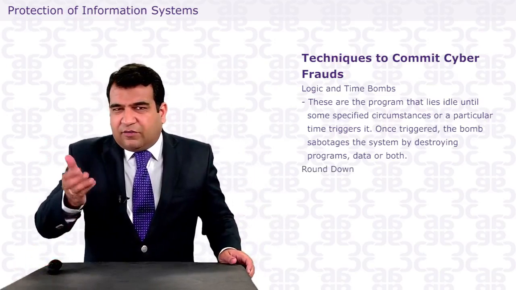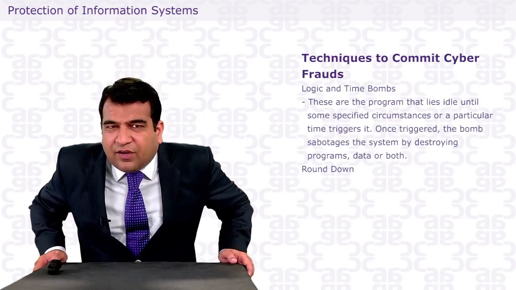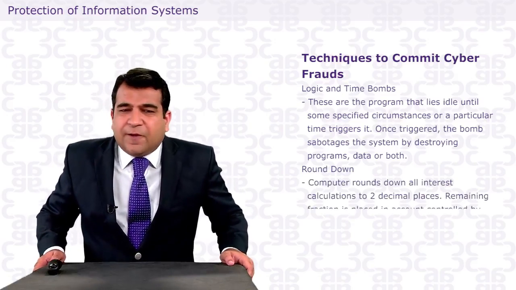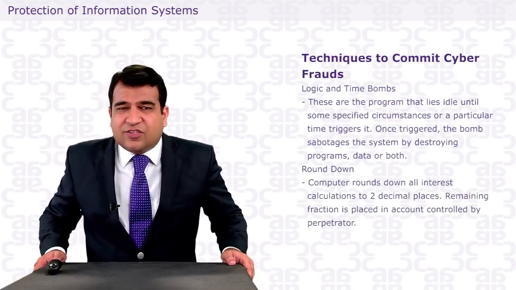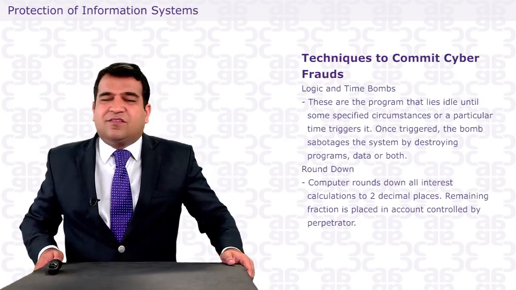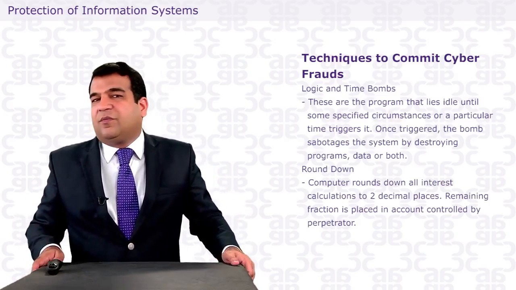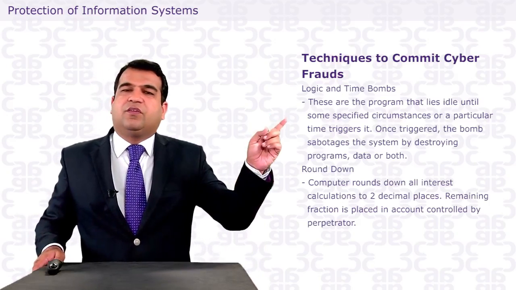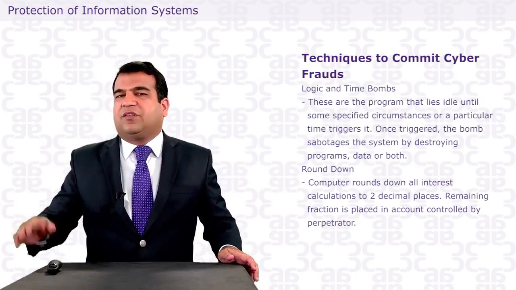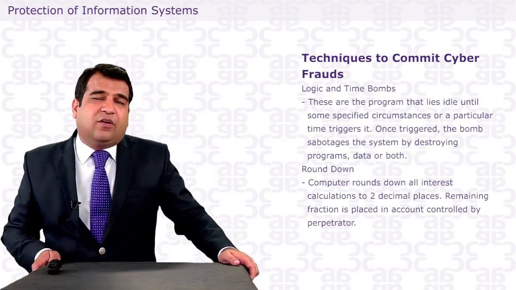Round down. Did we not study about rounding down, my friend? We did. Round down: the computer rounds down all the calculations of interest to 2 decimal places. The remaining fraction is placed in an amount which is controlled by the perpetrator. That is what we understood there also. We transfer an amount of money from your account to some other bank account, and that account is controlled by a perpetrator.